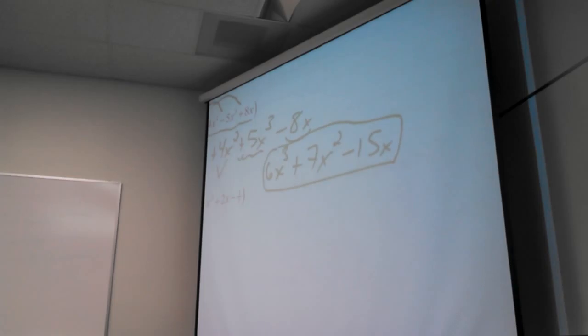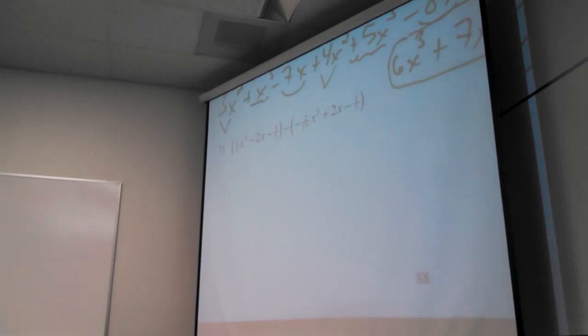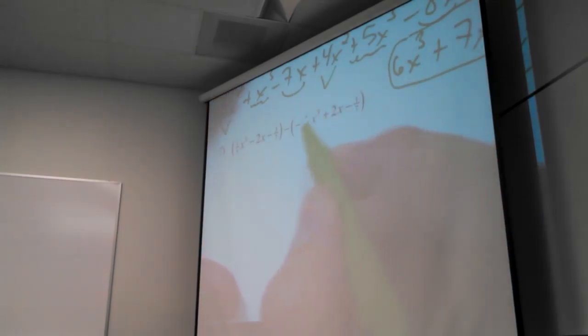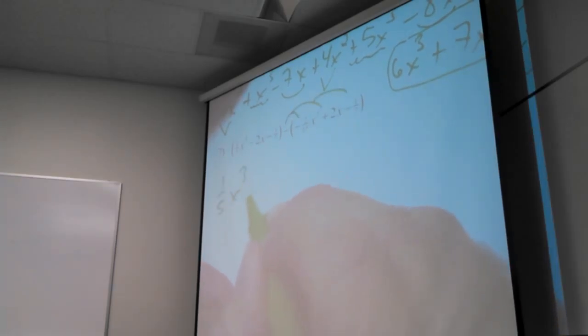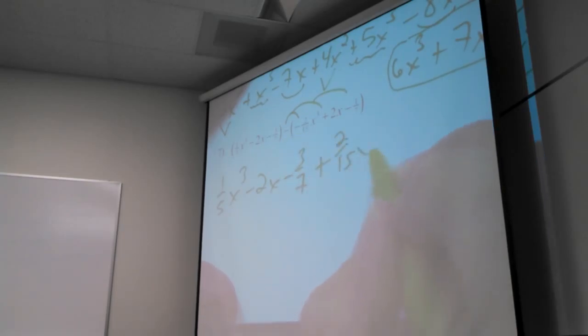Number 7 is the exact same kind of problem. The only thing they've done to me in number 7 is fractions. For some reason, people suddenly think, oh, I don't have to get a like denominator because we're not in that section. Fractions, you have to get the LCD if you want to add them. So what's the very first thing I should do in number 7? We'll do this one together. Distribute the negative just like we just did. So I get 1/5 x cubed minus 2x minus 3/7 plus 2/15 x cubed minus 2x plus 1/7.